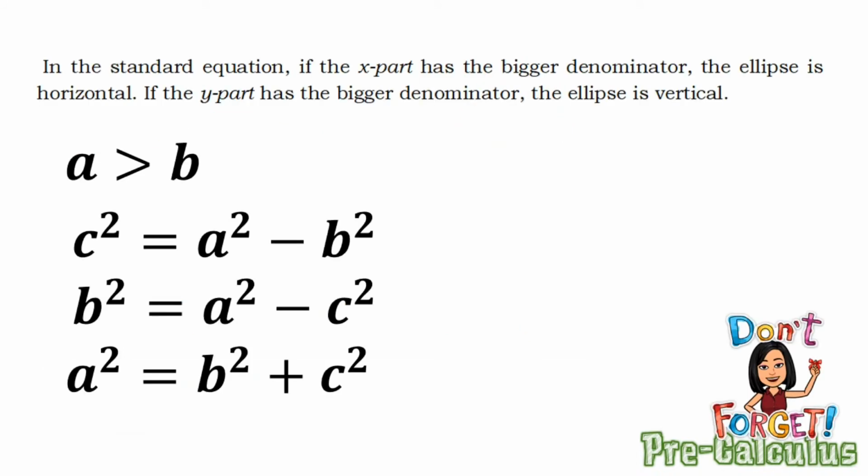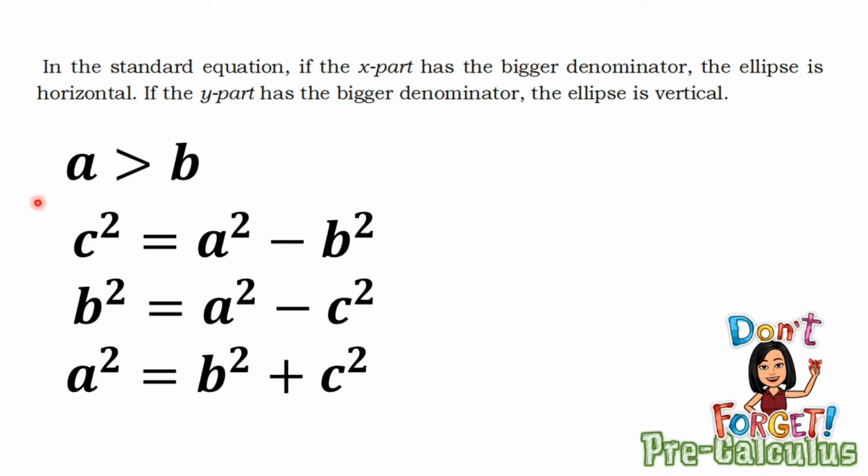Before we proceed with our examples, I have here some points to remember. Let us not forget that, number 1, in the standard equation, if the x part has a bigger denominator, the ellipse is horizontal. If the y part has the bigger denominator, the ellipse is vertical. Another one, take note that for an ellipse, A is always greater than B.